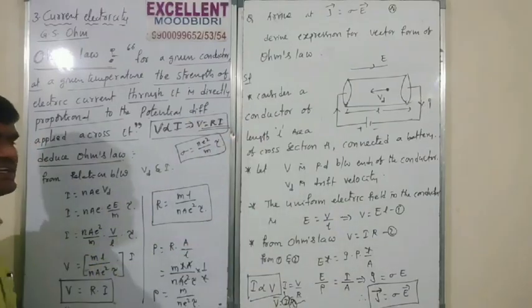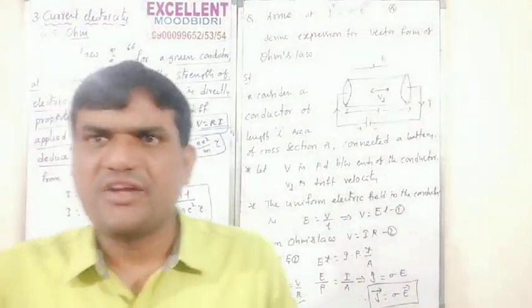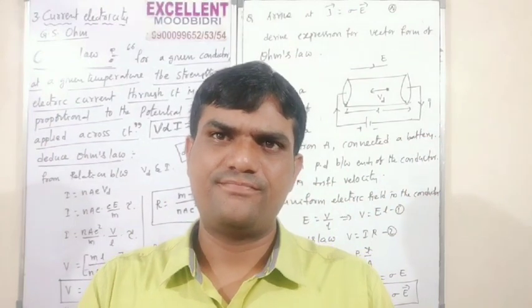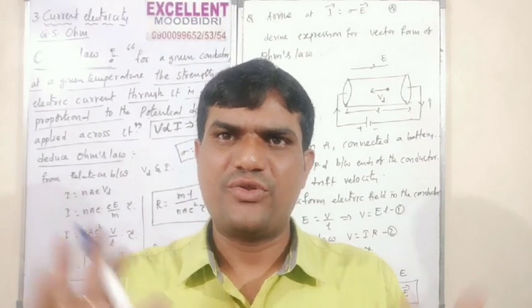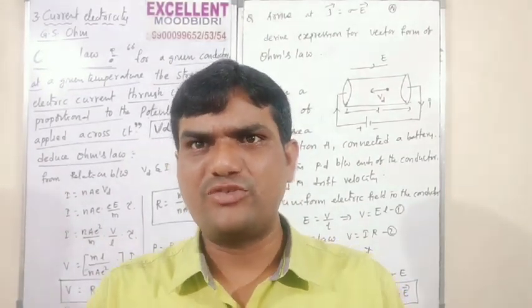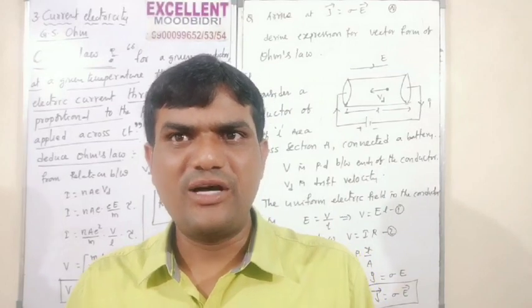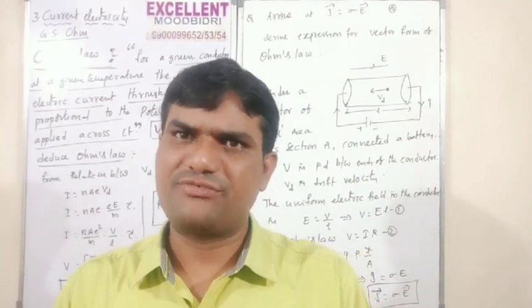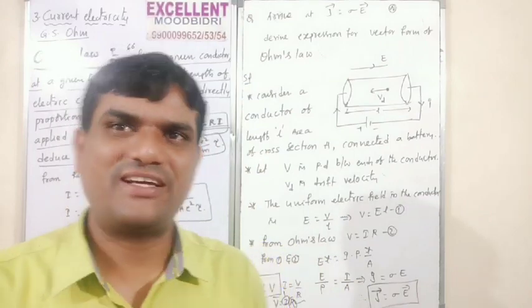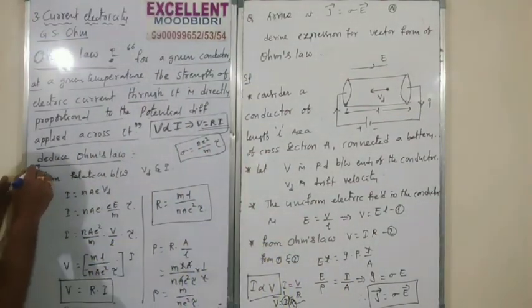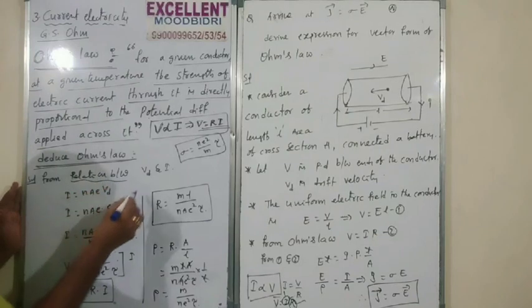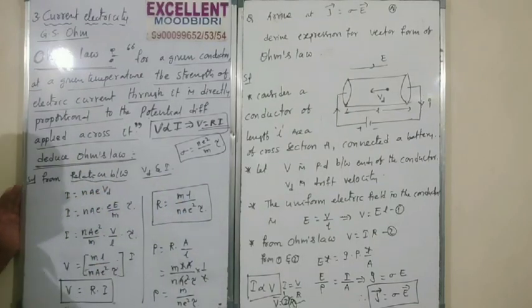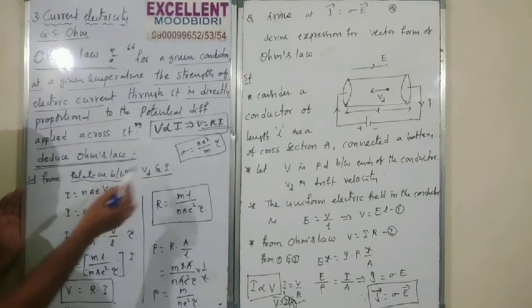That's it. Next, one more small question they will ask: deduce Ohm's law. For a 3-mark question they will sometimes ask this. You have to remember it. That means we want to derive Ohm's law with the help of drift velocity as well as current. So the question is: deduce Ohm's law. The answer is from the relation between drift velocity and current.